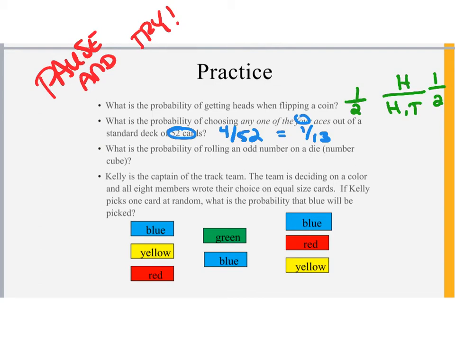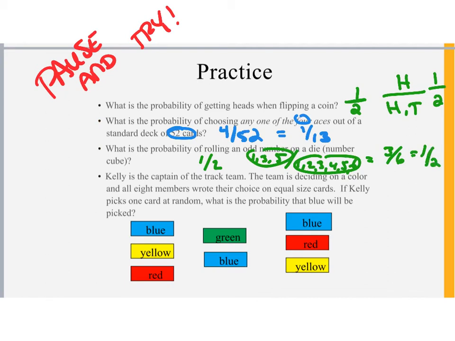The probability of rolling an odd number on a die is 1 over 2. That's because there are 3 odd numbers that you could roll, a 1, a 3, or a 5. And the possibilities are 1, 2, 3, 4, 5, and 6. That means there are 3 ways you can get an odd number out of 6 possible outcomes. So that's 3 over 6, which reduces to 1 over 2.